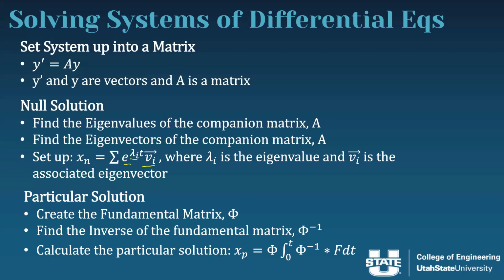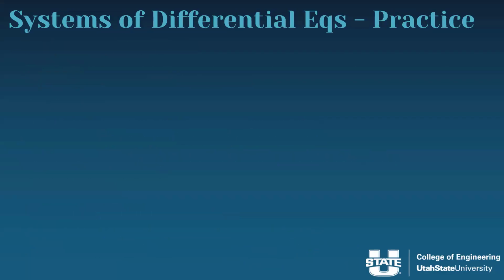But then you also want to find your particular solution. So you create what we call the fundamental matrix, find the inverse of the fundamental matrix, and then use this equation to find your particular solution. We're going to run through a practice where we do all this. But any questions just about null or particular or anything like that?